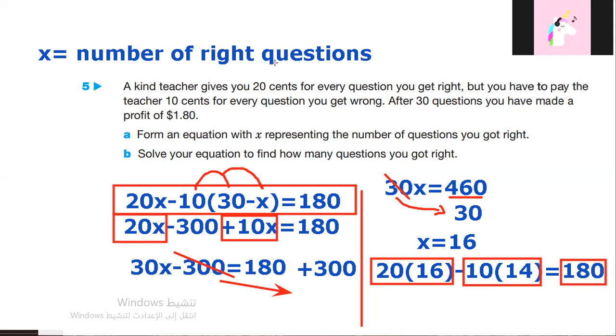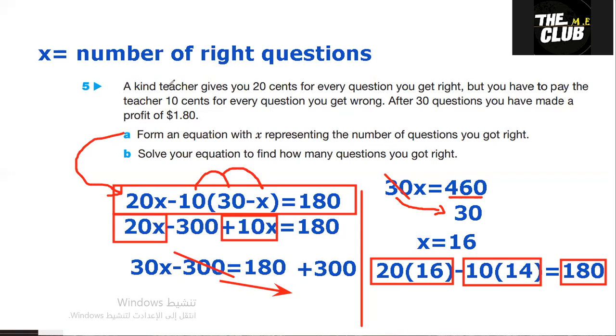Okay, so what's the first one? 5A. The first one is finding the equation, forming the equation. And then B is solving the equation. Solve your equation to find how many questions you got right. We got 16. That's the idea, okay?